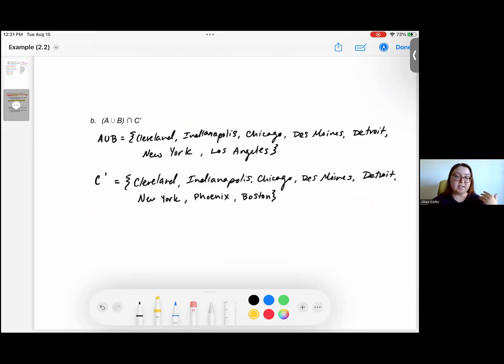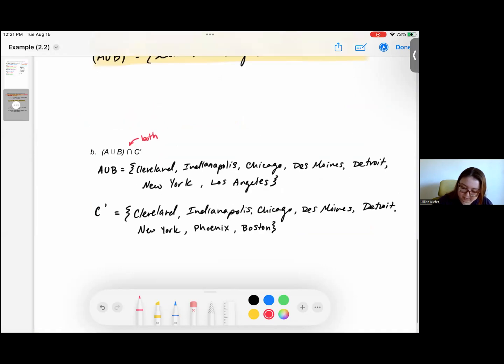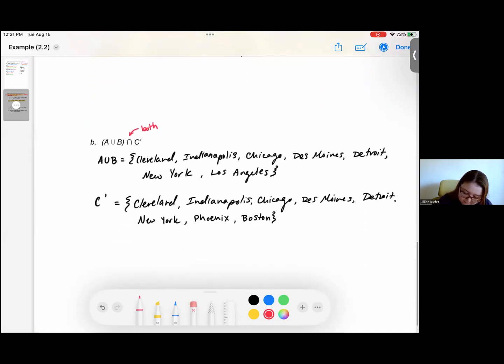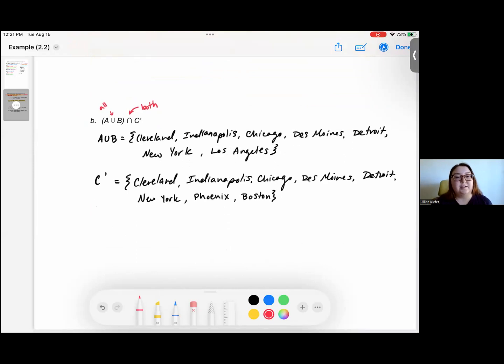All right, so C complement, we said, was Cleveland, Indianapolis, Chicago, Des Moines, Detroit, New York, Phoenix, and Boston. So now we're finding their intersection. We're finding what is in both, where the union is the all. So we found A union B from the part before. Now we found C complement. So we're finding what is in both of the sets.